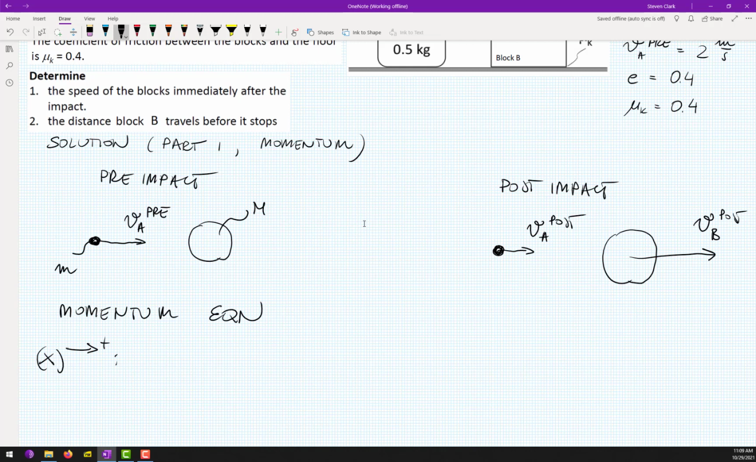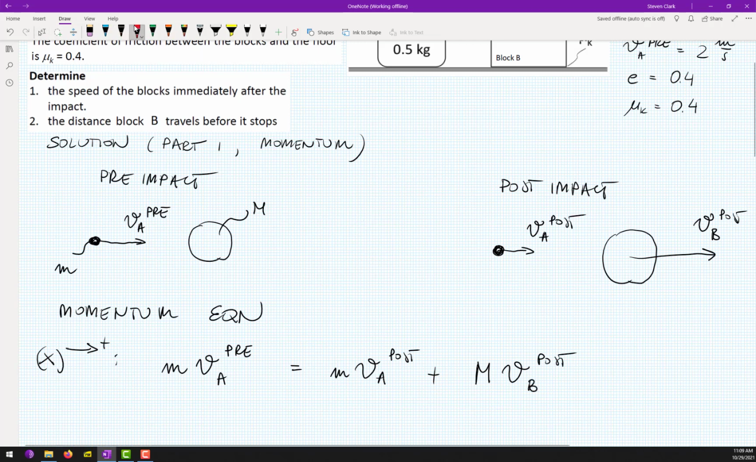So we will have, if this is correct, if this is positive direction, we'll have M VA pre, and this is equal to M VA post plus big M VB post.